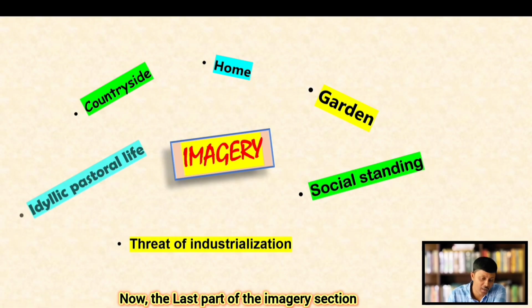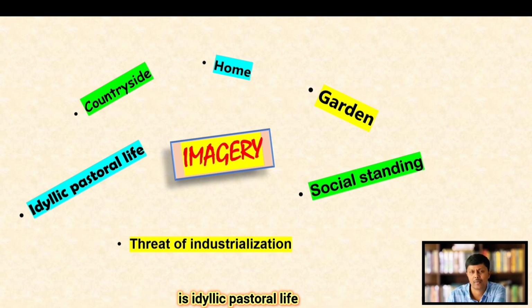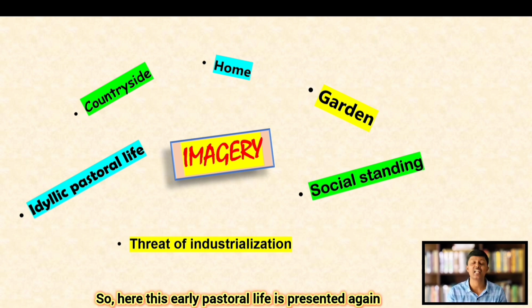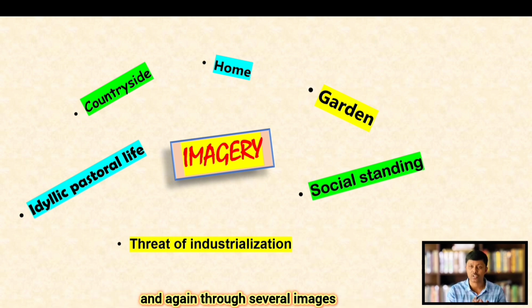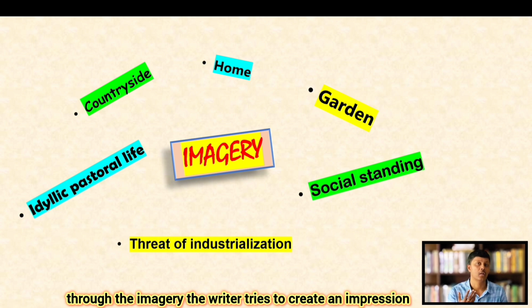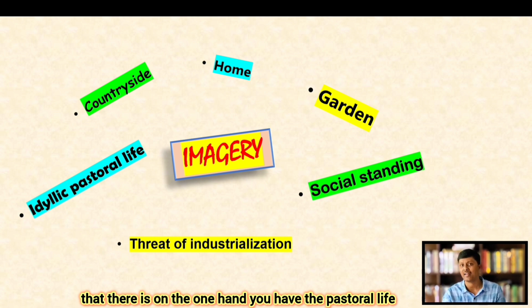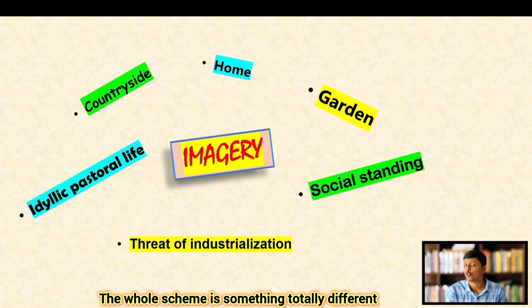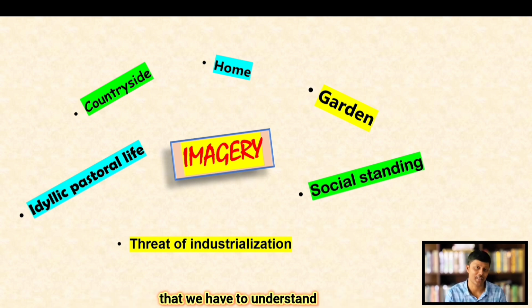Now, the last part of the imagery section is idyllic pastoral life. There are several examples that I have already mentioned, that idyllic pastoral life is under threat, and they are planning, that is, Mr. Hargood and his lawyer, where in turn you will find that the brother of Mr. Hargood is playing the role of the advocate. So this idyllic pastoral life is present again and again through several images. Through the imagery the writer tries to create an impression that on the one hand you have the pastoral life, and on the other hand that pastoral life is under threat. The whole scheme is something totally different. That is the satire at the end that we have to understand.